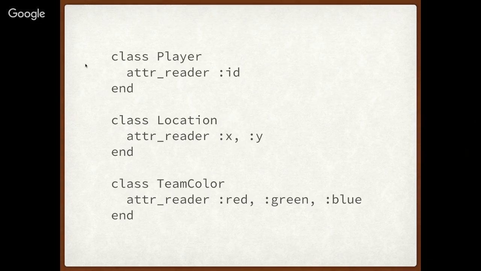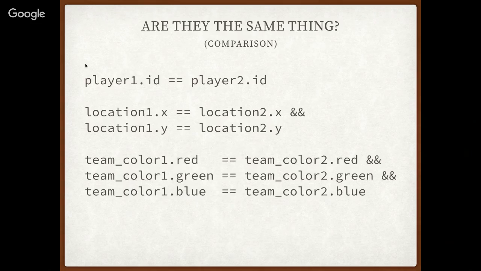So here's some simple classes to capture those parts of the game. Players have an ID, a unique ID to figure out which player's who. Your location is an X and Y coordinate, and your team color is some combination of red, green, and blue to make RGB, whatever.